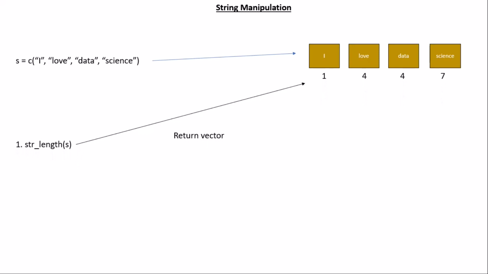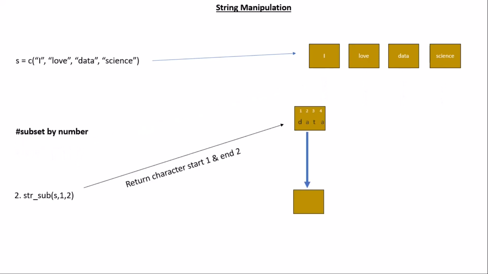As you can see, in the first box there is only one character, capital I, so that's why it returns 1. In the second box, love, there are 4 characters. Length is nothing, it's just the number of characters. So in the second box there are 4 characters, that's why it returns 4. Similarly for the third box and fourth box.